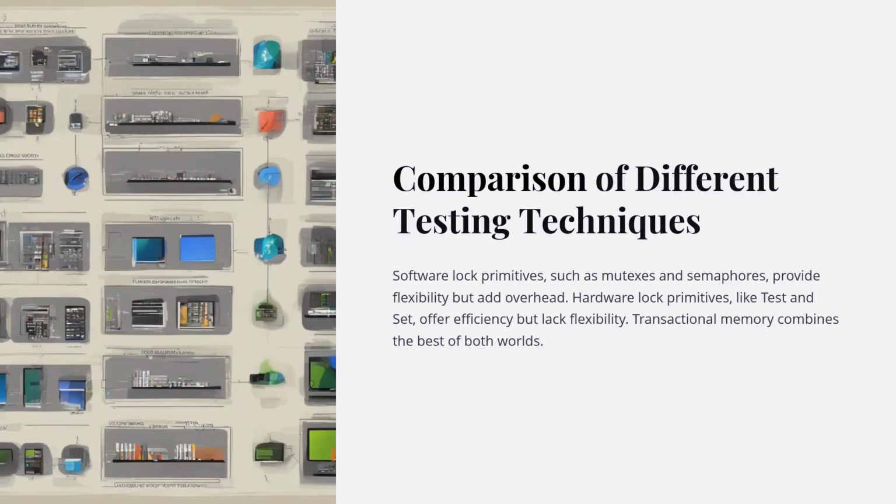And coming to the comparison of different testing techniques, there are some common testing techniques in hardware synchronization. Unit testing mainly focuses on individual components or modules such as atomic instructions or synchronization primitives. The pro of unit testing is that it isolates and tests specific functionalities, allowing for targeted verification. And its con is that it may not capture interactions between different components or the overall system behavior.